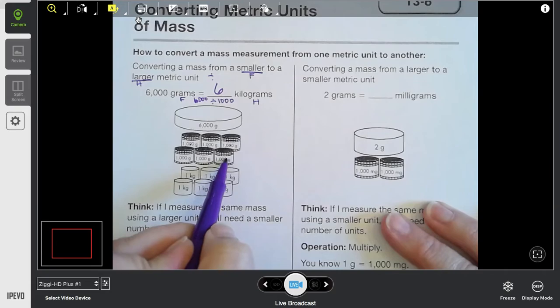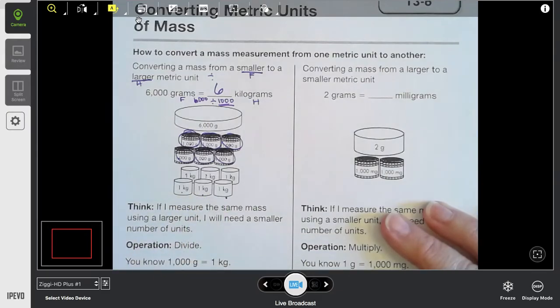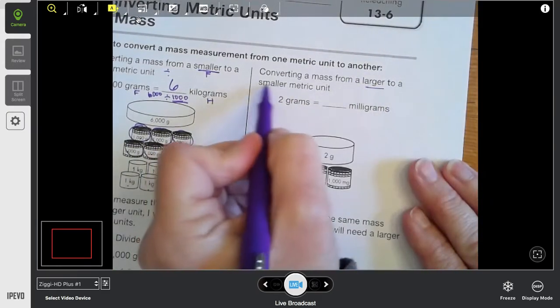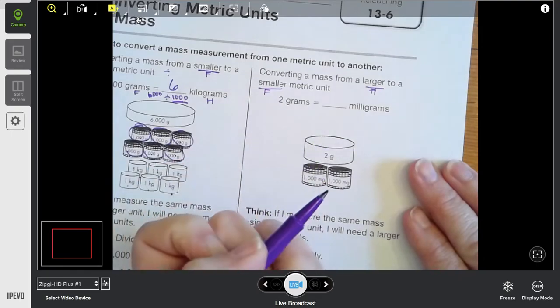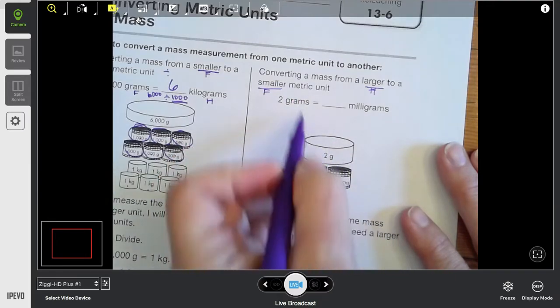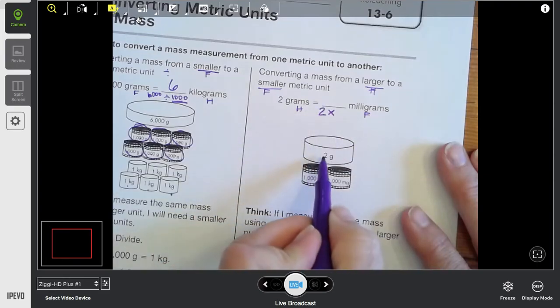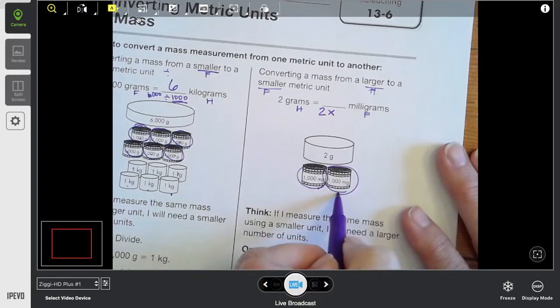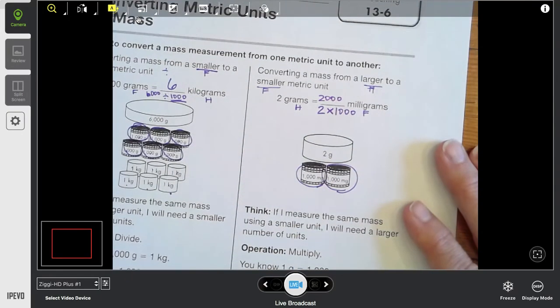Here's our 6,000 grams broken down into 1,000s. And that's why we're dividing by 1,000. We're breaking them into thousands, which makes 1, 2, 3, 4, 5, 6. 6 kilograms. On the other side, if we go large to small, horse to fly, it's going to take more smaller units because they're smaller, and it's taking up the same amount of space as the larger unit. So here's our grams. A gram is bigger than a milligram. Horse to fly, multiply. Every one of these grams is 1,000 milligrams. So we're going to do 2 times the 1,000 to get 2,000 milligrams.